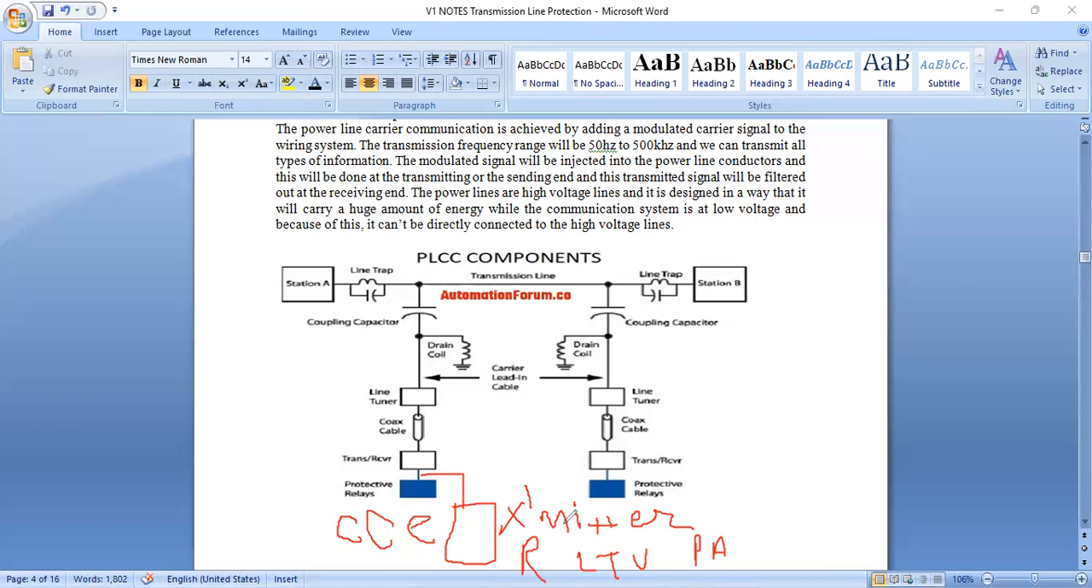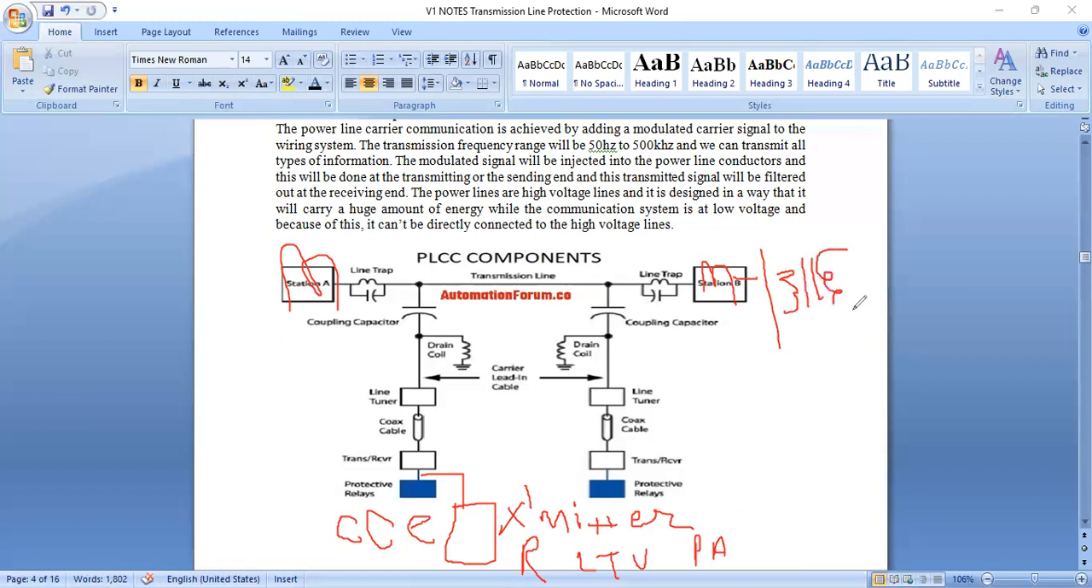So this type of carrier current equipment we can connect with both the transmission lines, connected with the relay unit. Then we have to connect here the CT and PT. Similarly, we have to connect here CT. Here also we have to connect CT, and then we have to connect here the potential transformer.